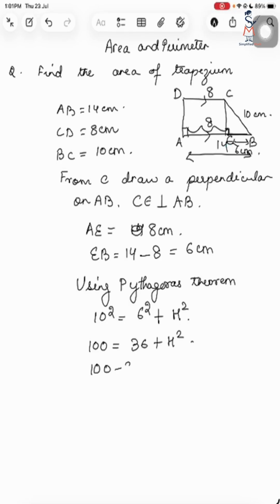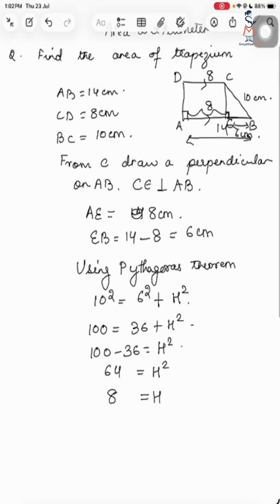100 minus 36 is h square. So what is h square? 64. So h is square root of 64, which is 8. So what we got? We got the height, that is CE. CE is 8 centimeter. That's the height. That is the distance between the two parallel sides.